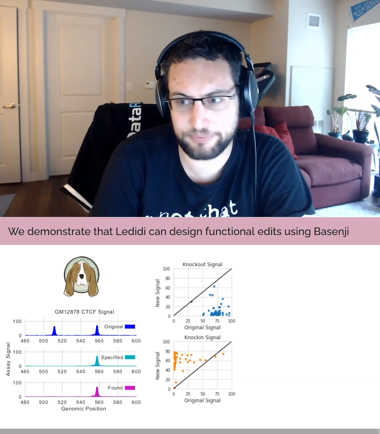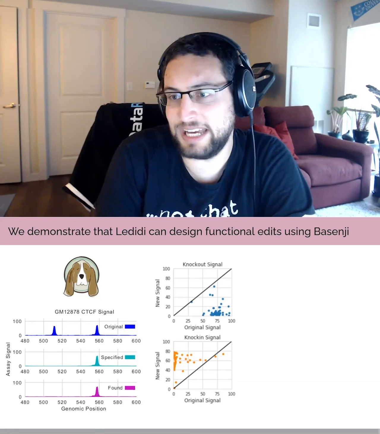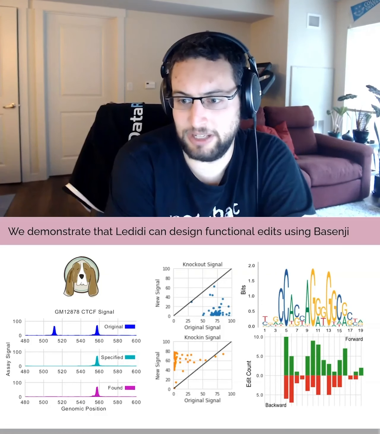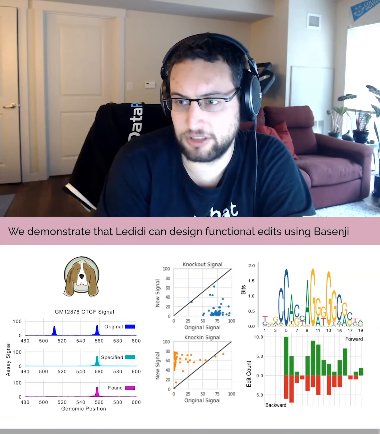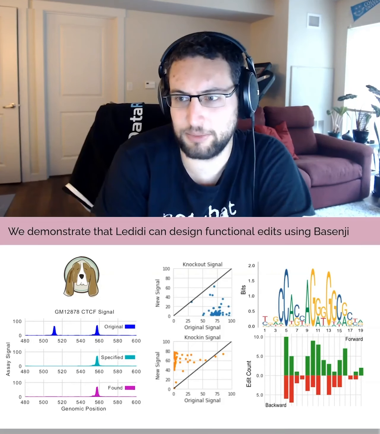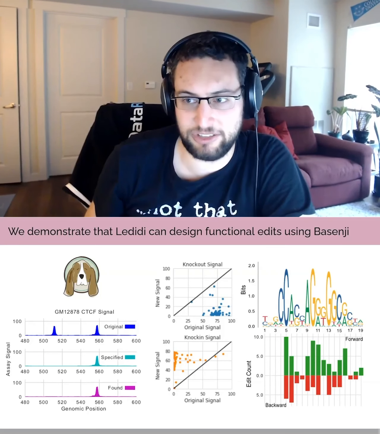We then looked at the precise edits that we made in the knockout experiments. What we found is that we made around 3 edits on average per location. These edits were focused on the most conserved nucleotides within the motif, on both the forward and the backward strand. So this really gave us confidence that Ledidi isn't just finding some sort of outlier thing that achieves the desired signal. It's really focusing on real biological signal, because it's knocking out these conserved nucleotides.